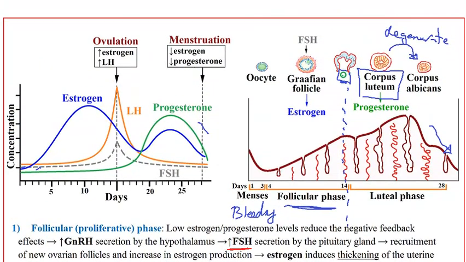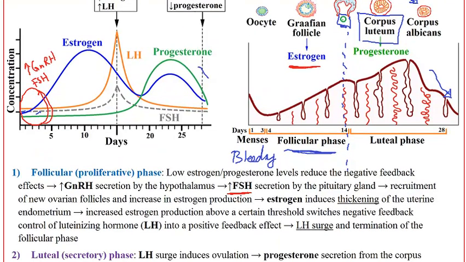So let's go back here. Because we are having low estrogen and progesterone here, there is less negative feedback on the pituitary gland, as a consequence of which there would be increased secretion of gonadotropin releasing hormone from the hypothalamus, which also increases FSH secretion. FSH acts on the Graafian follicle to increase estrogen production. Okay? And consequently, estrogen induces thickening of the uterine endometrium. So you can see how here the endometrium is thickening. That's from the estrogen surge.